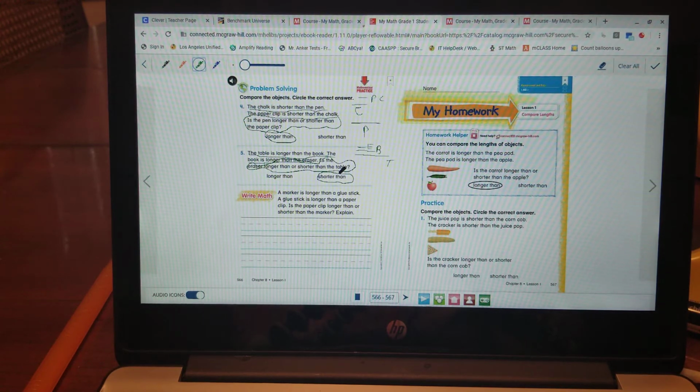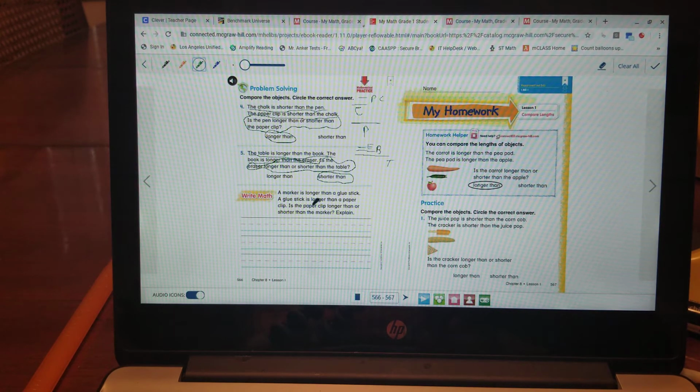I'm going to give you an opportunity to do the right math. And this is where I'm going to ask you to involve your parents and ask them to take a picture and send it to me. Right math. A marker is longer than a glue stick. A glue stick is longer than a paper clip. Is the paper clip longer than or shorter than the marker?